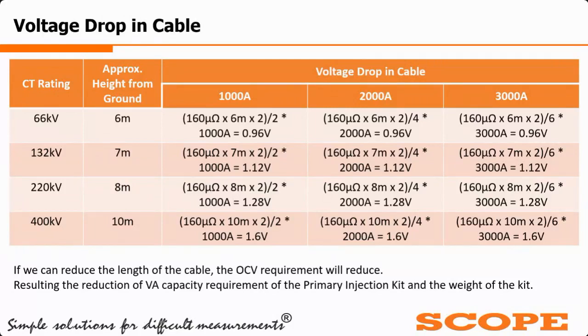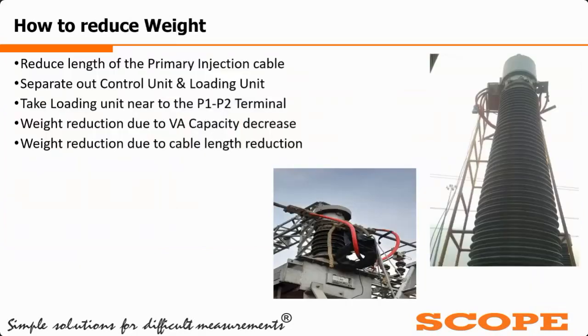However, some primary current injection test manufacturers mention in the specification that the instrument should have an open circuit voltage of 10 volt or 12 volt. Is it really necessary? The maximum voltage drop is 1.6 volt. So we don't require 6 volt or 12 volt open circuit voltage. So the next point is how to reduce the weight.